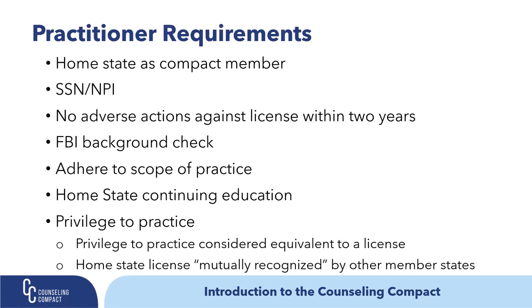For practitioners, as stated earlier, they must be licensed in a state that is currently a compact member. They must have either a social security number or a national ID number to identify them for the means of the data system and issuing that privilege to practice. There must be no adverse actions against their license within the past 2 years. Whenever they go through that initial compact privilege process, they have to undergo an FBI background check. And important to note here is that whenever they are practicing in another compact member state, they're adhering to the scope of practice of that state. That can vary from state to state, but it all comes down to where the services are being rendered as to which scope of practice applies for that particular state and service.